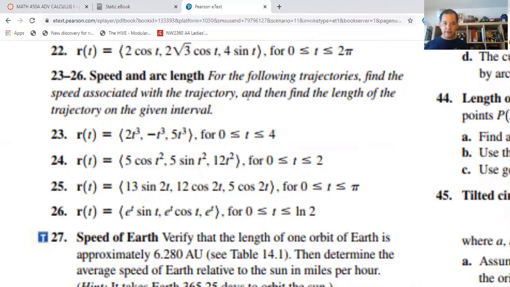So for 26, our trajectory is given by r of t equals e to the t sine t, e to the t cosine t, and e to the t, between 0 and ln 2. Okay, that looks complicated. We'll see if we can do it. So it says find the speed of the trajectory and find the length of the trajectory. Find speed and length of the trajectory. Good. Let's switch to the page.